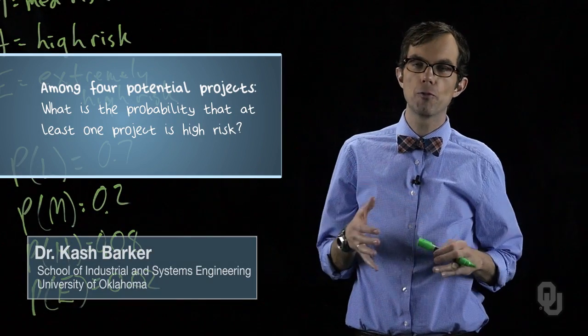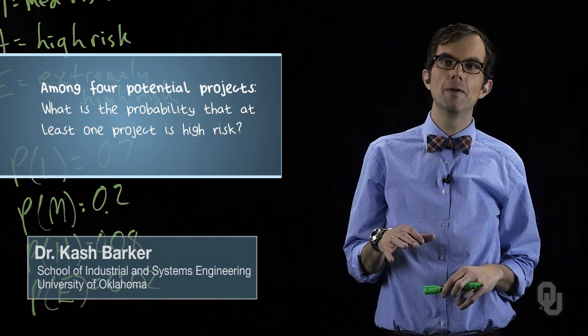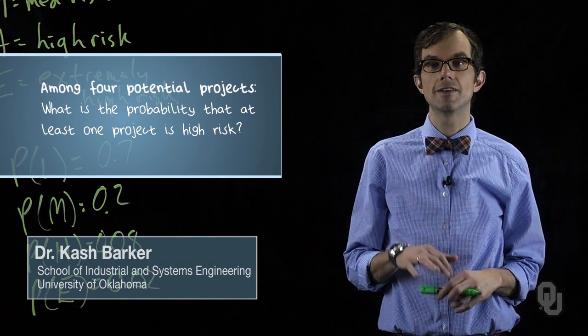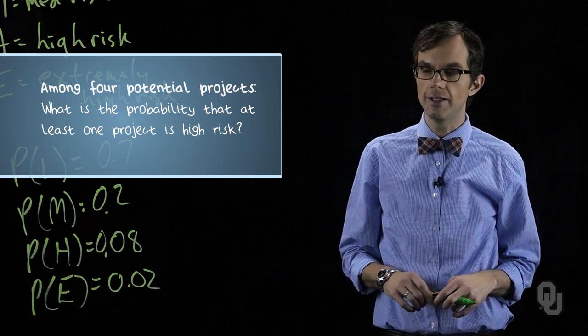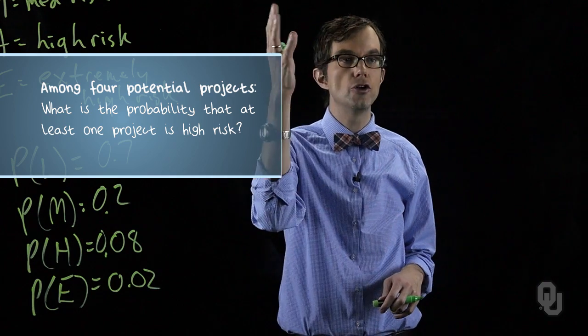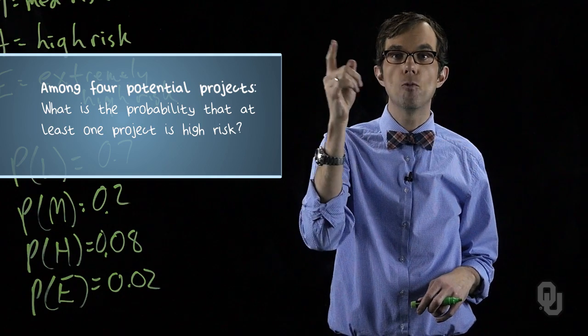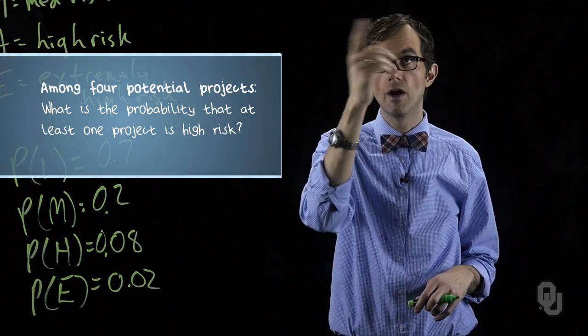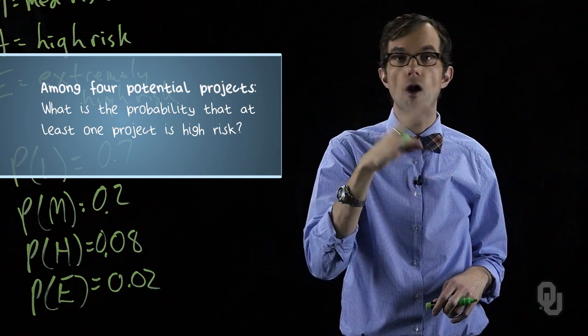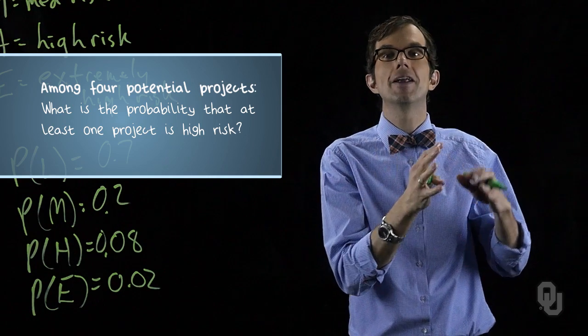Now, again, we have 4 projects coming in. What's the probability that at least one project is high risk? Okay, at least one project is high risk. Again, we could enumerate all the different possibilities where we have 4 different projects and at least one of them is high risk. One of them in there, 2 of them, 3 of them, all 4 of them, but at least one is high risk.